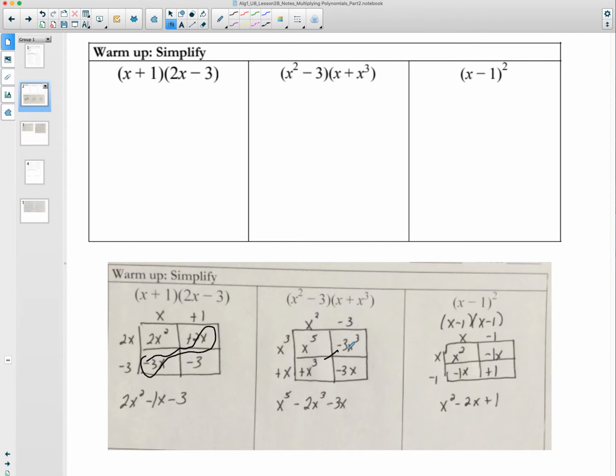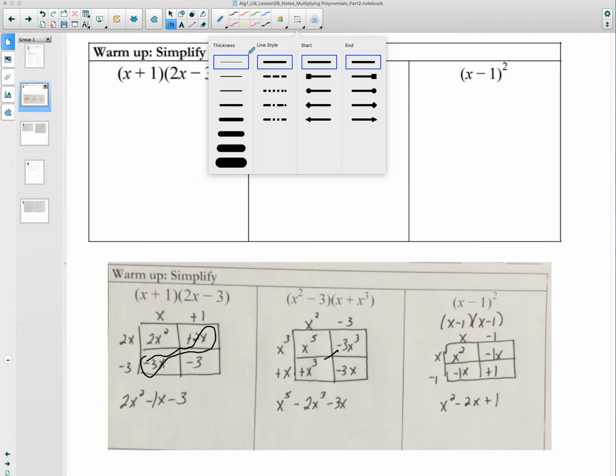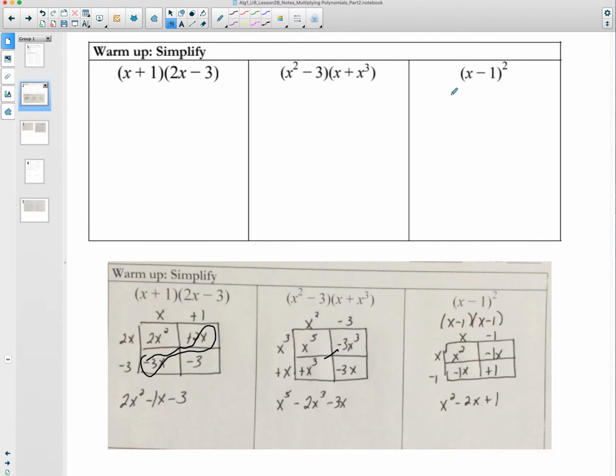Then you bring down the negative 3x. Now, the last one may have given you a little bit of a challenge, but you have to think about what this means up here, and it's really just a simplified version of what we've been doing. If we have x minus 1 squared, that just means we'd have x minus 1 times x minus 1. This gets back to what we talked about yesterday, when x squared was just x times x. So sometimes, instead of writing it out, they'll write it in simplified version using this 2.